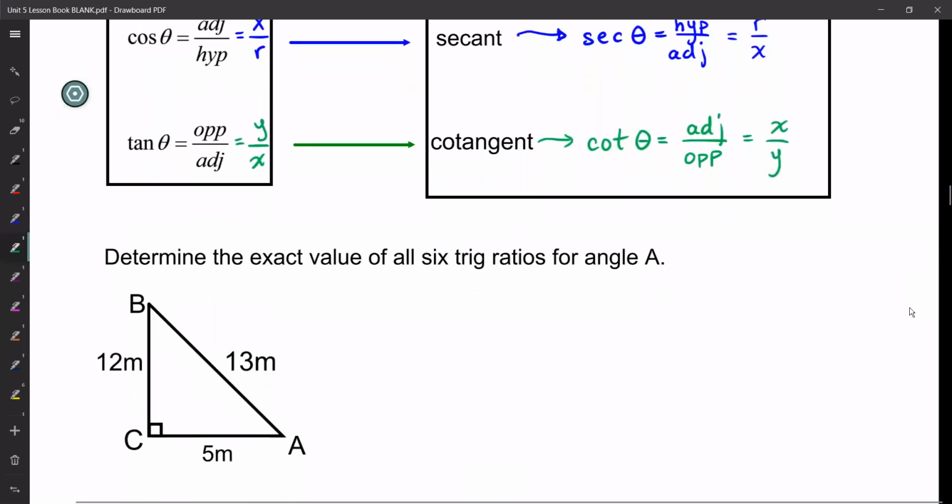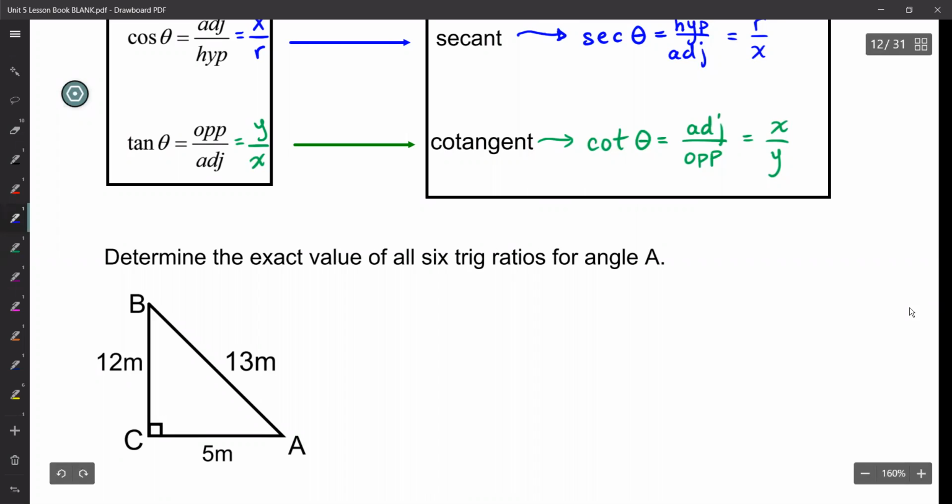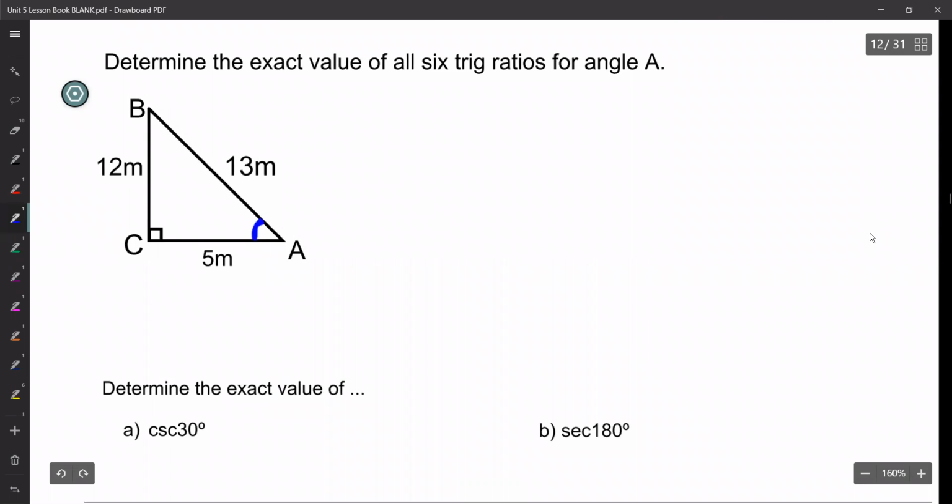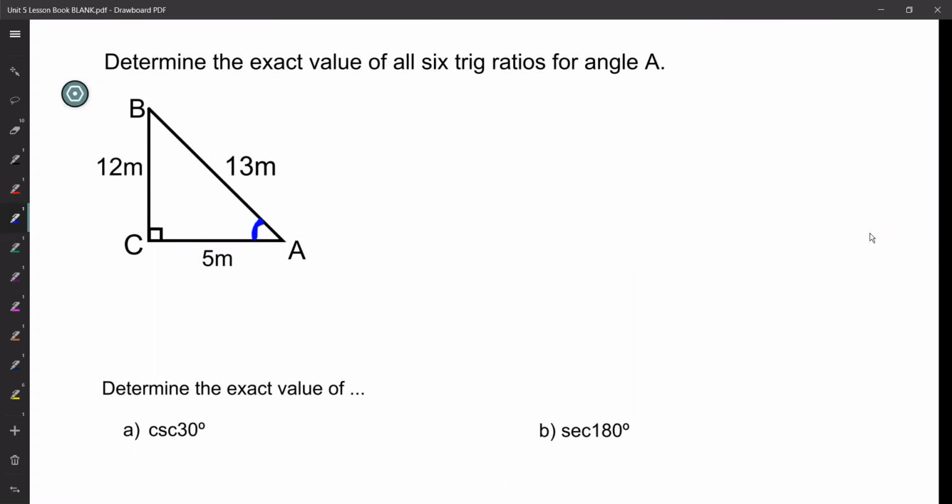Okay, so our first example just asks us to come up with the exact value of all 6 trig ratios for angle A. So if angle A is our reference angle, we're going to label all of these sides accordingly as far as opposite, adjacent, and hypotenuse. So 12 will be opposite, 5 will be the adjacent side, and 13 will be the hypotenuse.